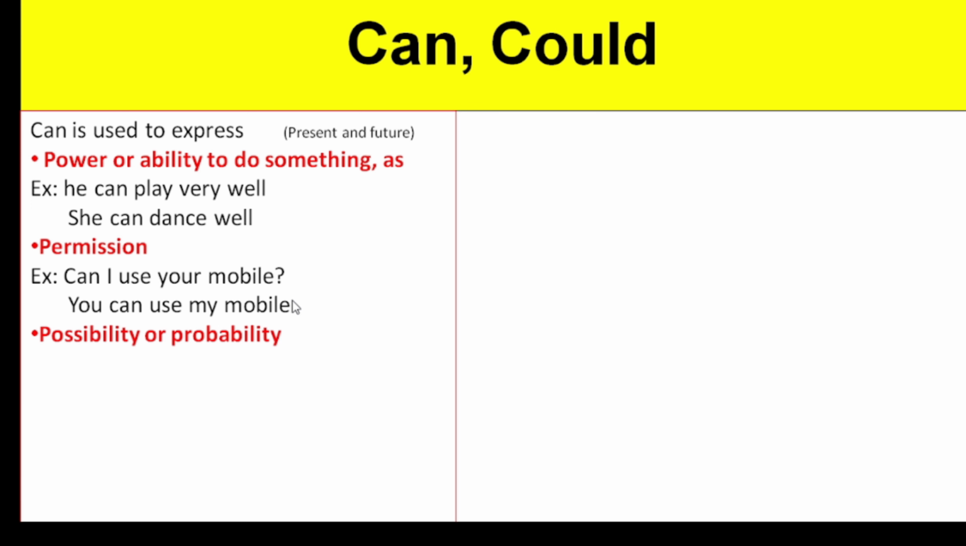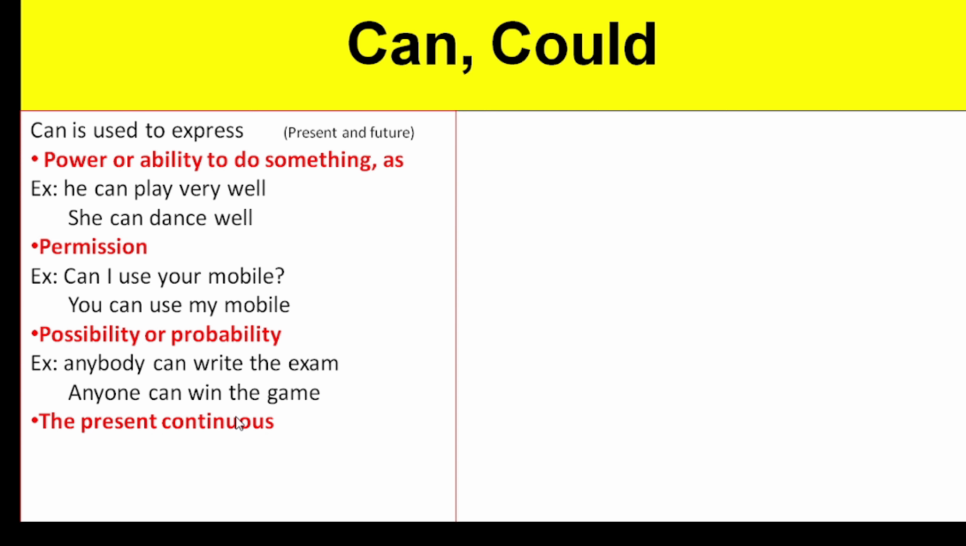Now, possibility or probability, guessing the future, what kind of possibility we have with can. For example, anybody can write the exam. So there is no restriction. Anybody can attend or write the exam. This is a possibility as well as the probability. Another example, anyone can win the game. So there are no restrictions. If anyone practices well, they can win the game.